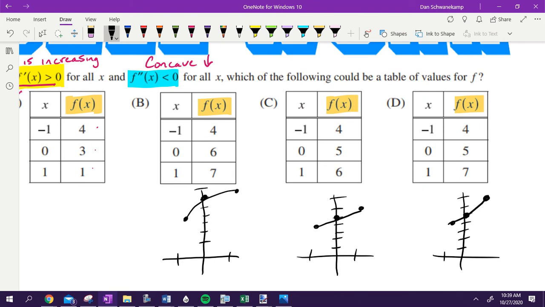Which one is it? A, B, C, or D? B. I need to be concave down. The only one that fits that description is B. It's concave down like a frown.